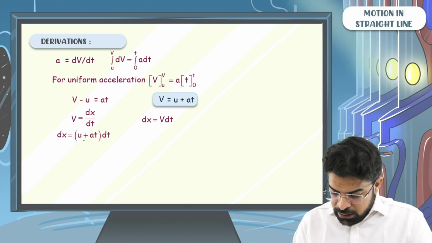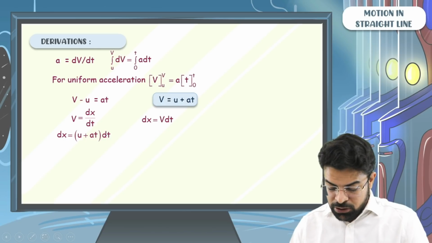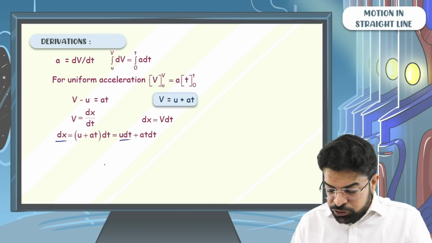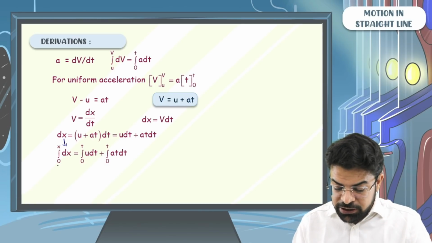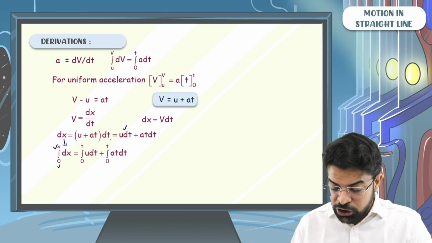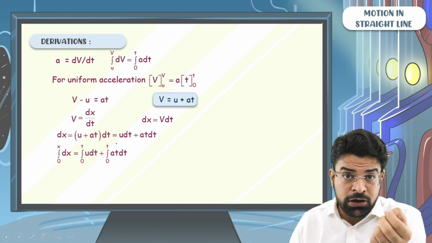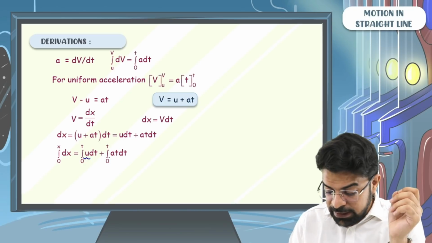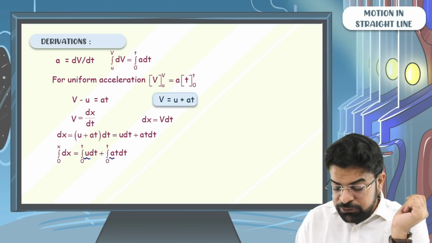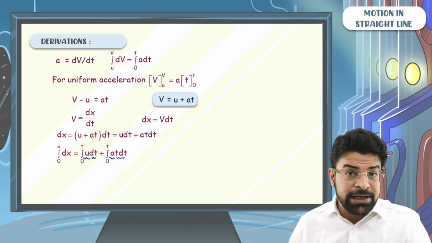So once you have dx equals u plus at into dt, now multiply dt here and integrate. What we get is dx equals u dt plus at dt. Integrating each term, we get integral dx from 0 to x equals integral u dt from 0 to t plus integral at dt from 0 to t. As the initial velocity can't change during the motion, it is a preset quantity at the beginning of the motion, u is constant. And as we are solving for uniformly accelerated motion, a is also constant. So you can bring both of them out of the integration. And then integrating, integration of dt gives you t, and integration of t dt gives you t square by 2.